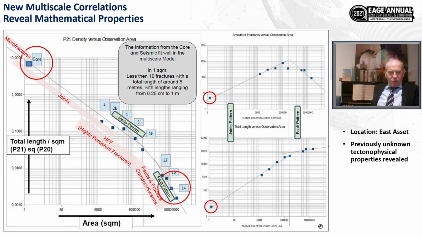Here then a completely new feature, which is the mathematical distinction between the larger and the smaller scale. We see this in three different diagrams. Let's focus on the left one. We see the clear correlation between the microfractures and the core data and the joints that have been observed in the remote sensing outcrop data. And on the larger scale, a different mathematical property for the fault and the fracture corridors.